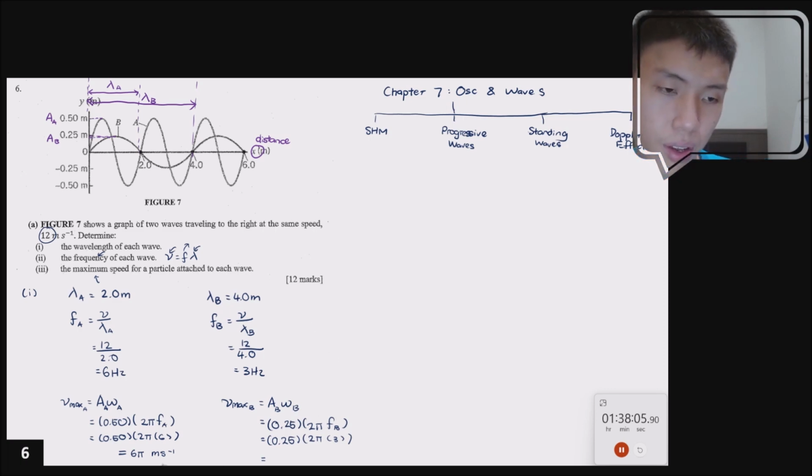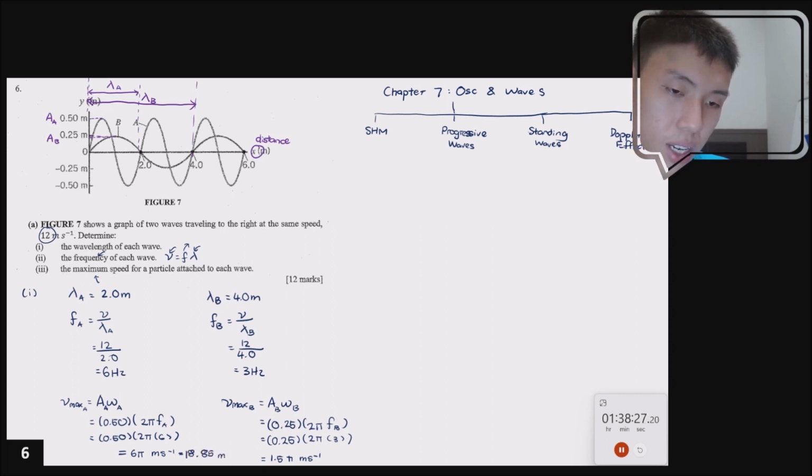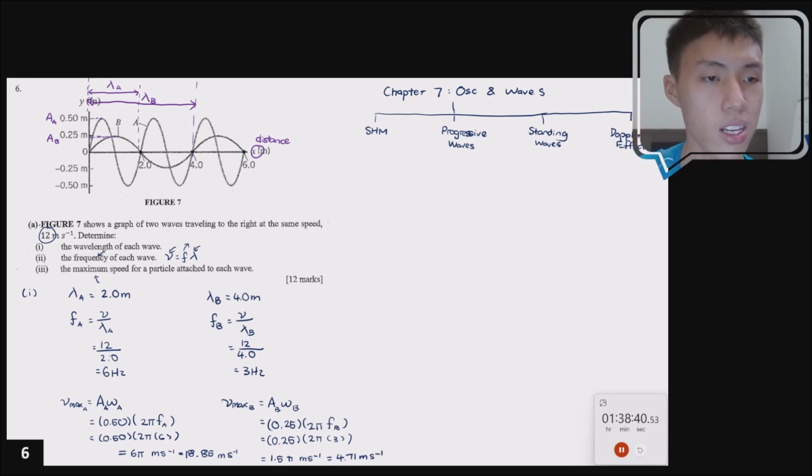Yes, 1.5. 1.5 pi meter per second. If you are worried that they might not accept the answer in pi, please expand it. Then you will get 18.85 meter per second for Vmax A, 4.71 meter per second for wave B. Okay, so that solves question 1, question 2, and question 3. Okay, done.